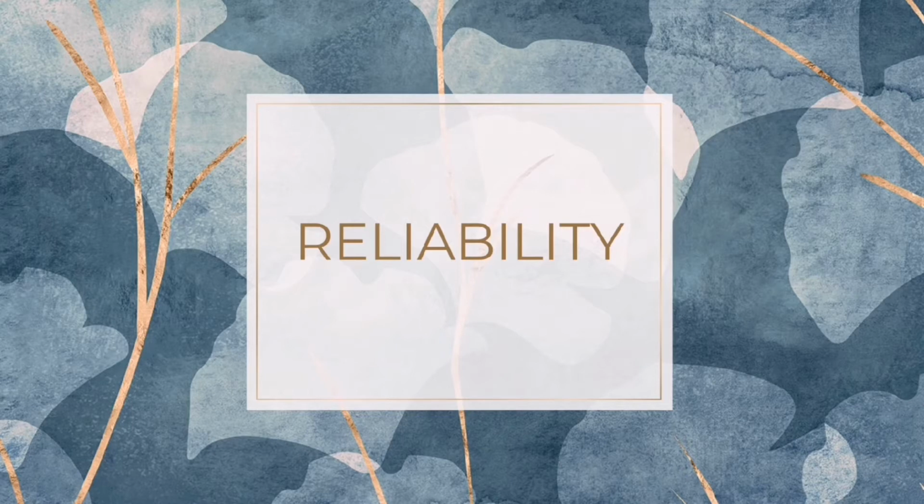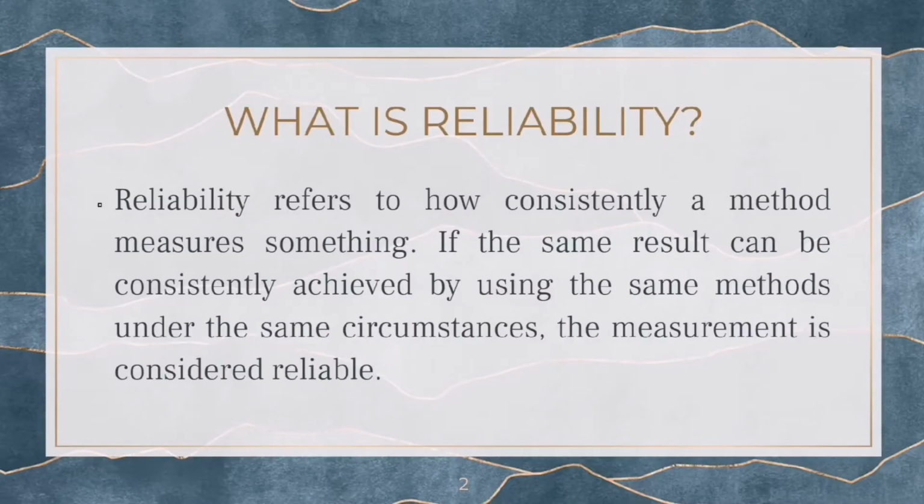So, first I want to define what reliability is. Reliability refers to how consistently a method measures something. If the same result can be consistently achieved by using the same methods under the same circumstances, the measurement is considered reliable. So, reliability is an important characteristic of any test. To simplify the definition, it is all about the consistency of the test items or the scores of the students regarding the questionnaire.